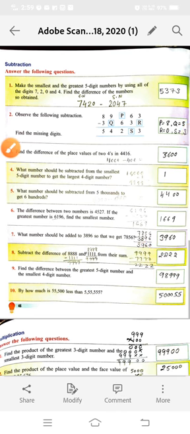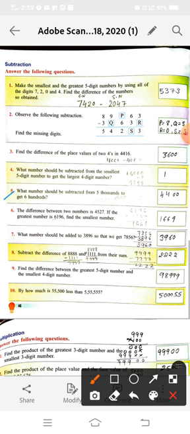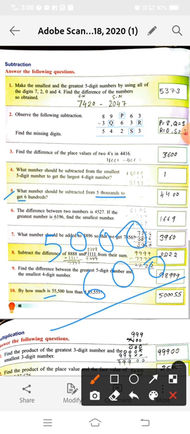Okay. Now the fifth question is, what number should be subtracted from 5,000 to get 600? Okay, so here is 5,000. Do the 5,000 minus 600. Then the answer will be subtracted 0.